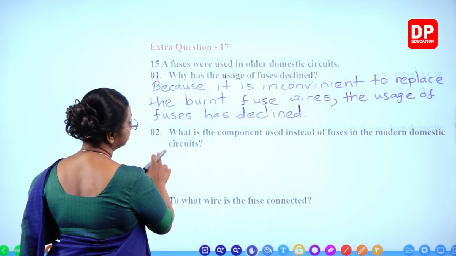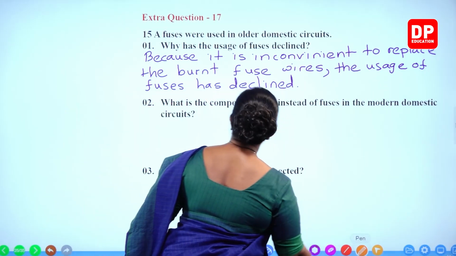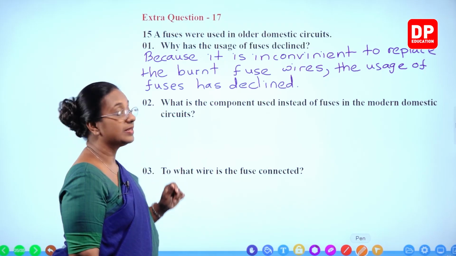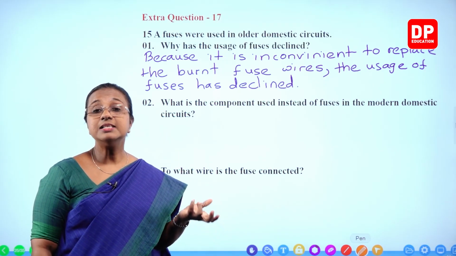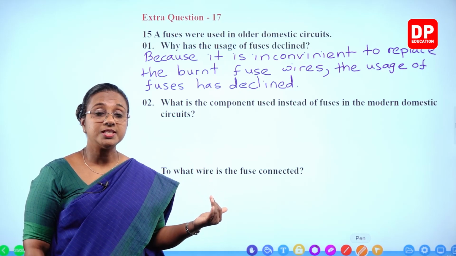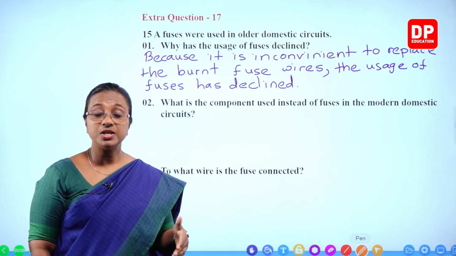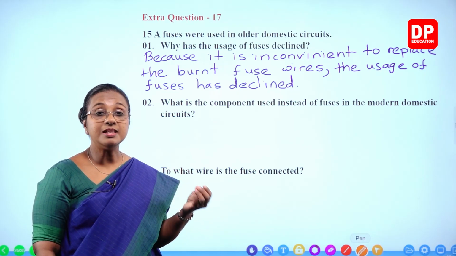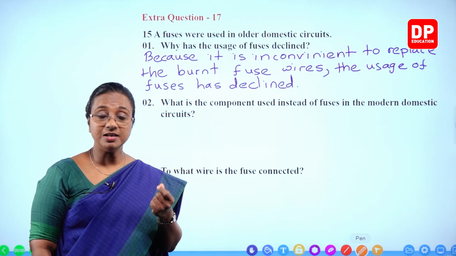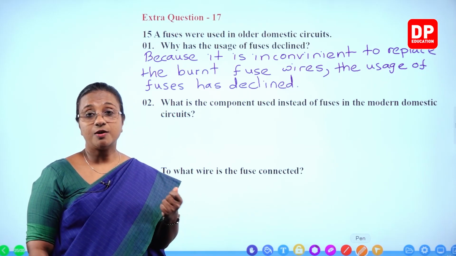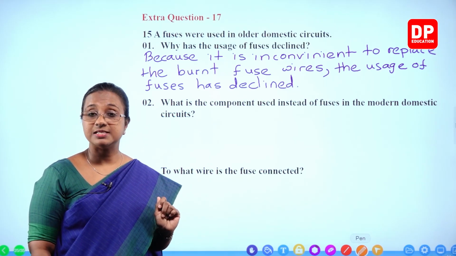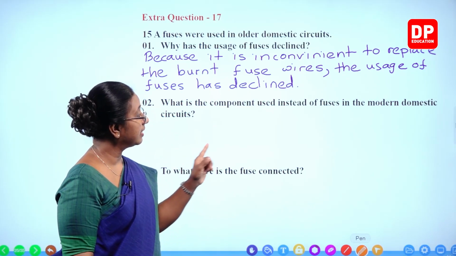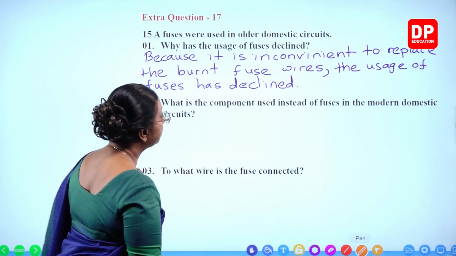Then, what is the component used instead of fuses in the modern domestic circuits? It is the circuit breaker. Overload circuit breaker as the service fuse. Inside the isolator, we have the main fuse. Then instead of the fuses, we use the miniature circuit breakers inside the distribution box. So the circuit breakers are used instead of fuses.